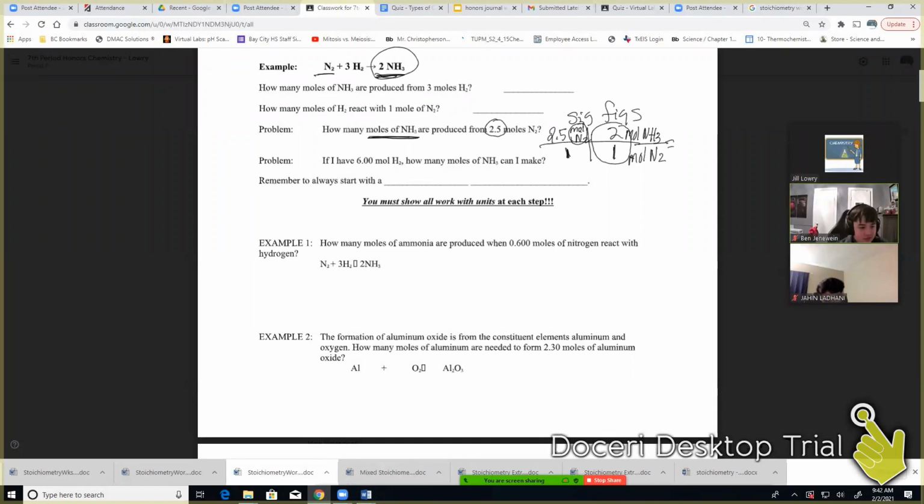And then you multiply across. 2.5 times 2 is 5. And then remember, you divide by what's there on the bottom. In this case, it's 1. So that wouldn't change it. So my answer would be 5.0 moles of ammonia.